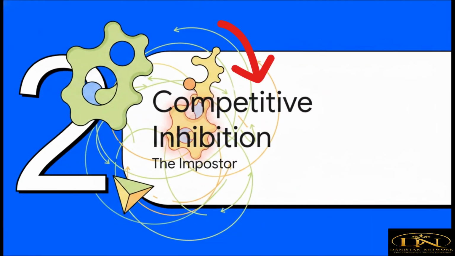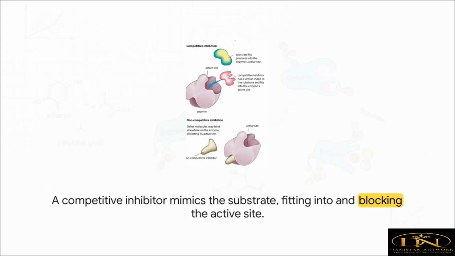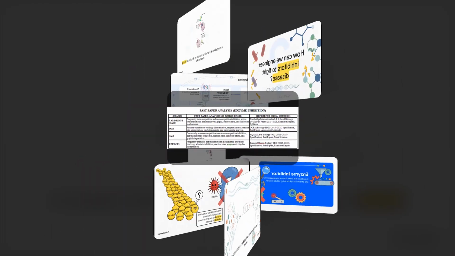All right, let's get into our first type of inhibitor. I like to call this one the imposter, and you'll see why. It's a classic case of mistaken identity, but at the molecular level. Just take a look here. The competitive inhibitor is basically a molecular mimic. See how its shape is so similar to the real deal, the actual substrate? That similarity lets it slip right into the enzyme's active site. And when it does that, it physically blocks the molecule that's supposed to go there.